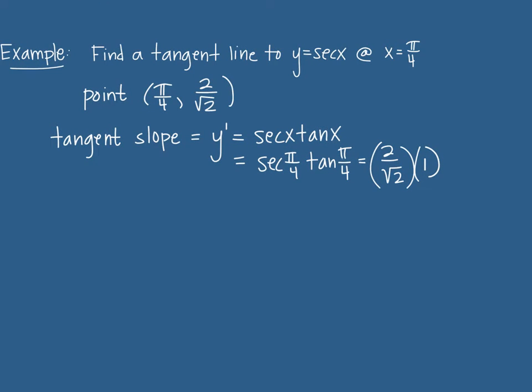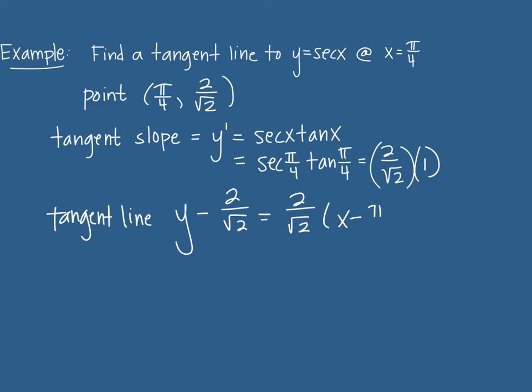So now you can write your tangent line. Doesn't take a whole lot of effort. And so the tangent line would now be y minus the y value of 2 over rad 2, equals the slope value of 2 over rad 2, times x minus pi fourths. And that's going to be your tangent line. Okay, any questions about that one?